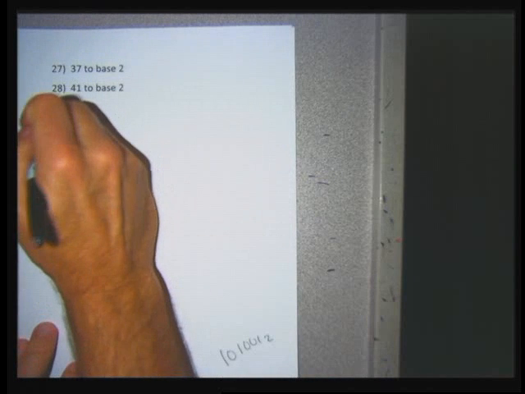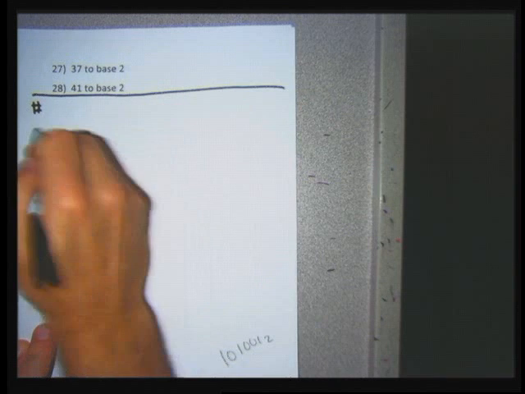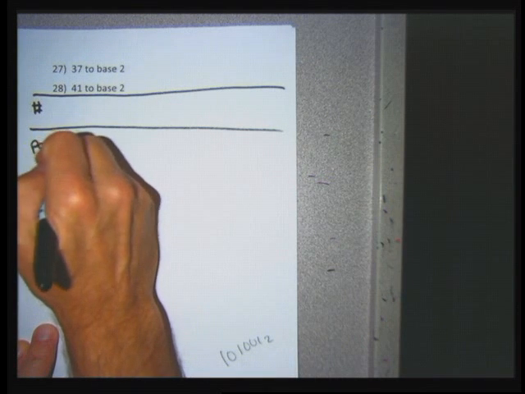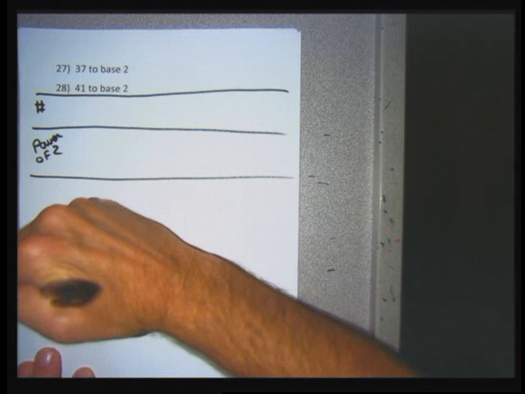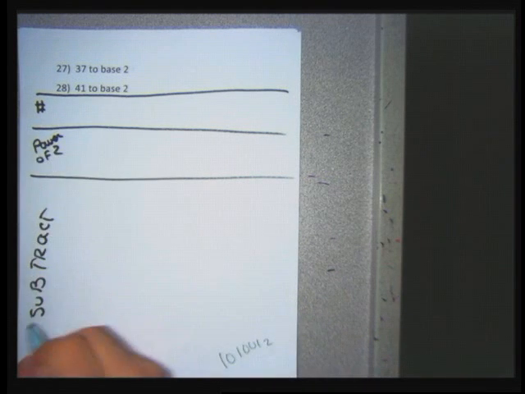All right. Ours are going to look the same here. So we're going to go number, or you can write original number, remainder if you care to, power of 2, room to subtract, and then the number for my answer.